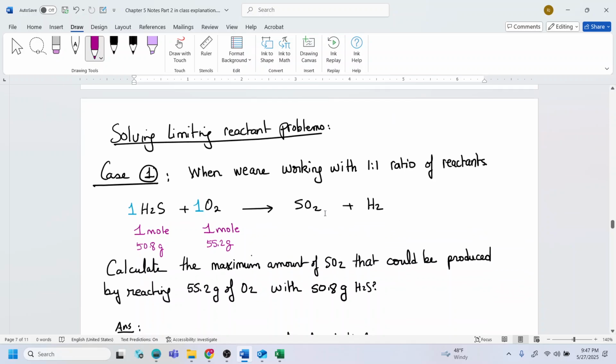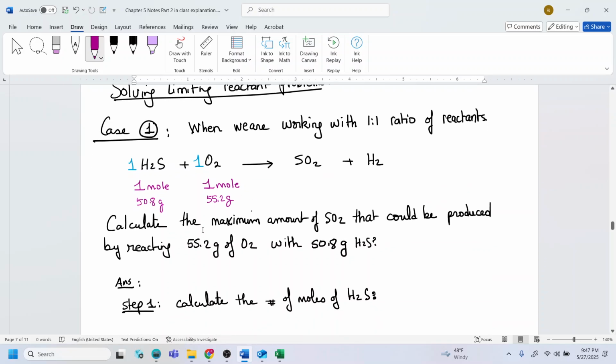The first case is whenever I am working with a 1 to 1 mole ratio of reactants. So we agreed that if we have two reactants, one of them is going to react completely to form the product. So it's going to be a limiting reagent, and the other one is going to be in excess. So one of those is going to be in excess, and the other one is going to be the limiting reagent.